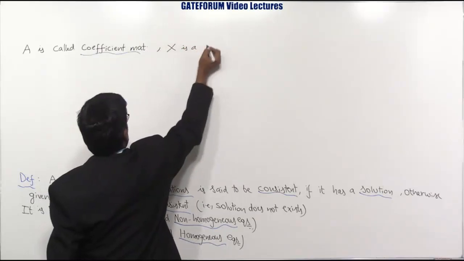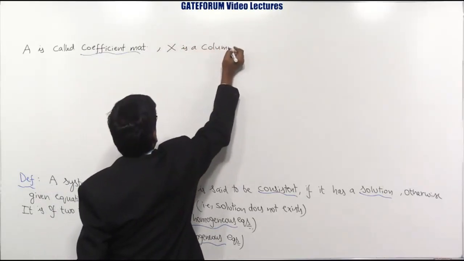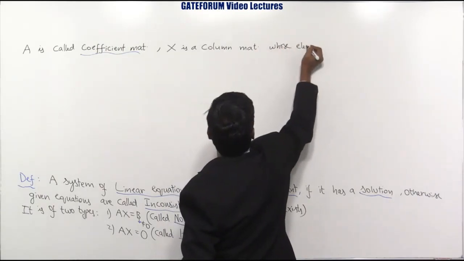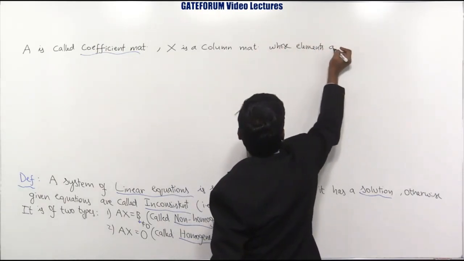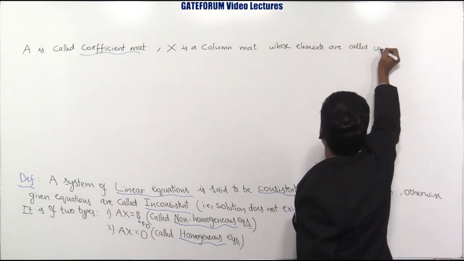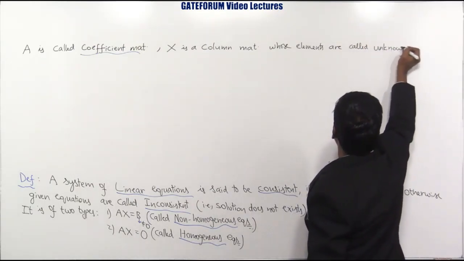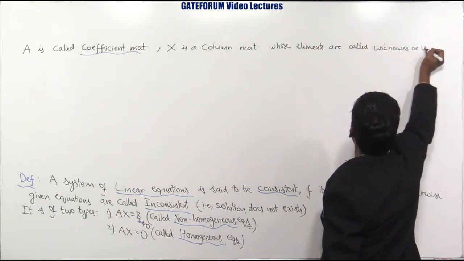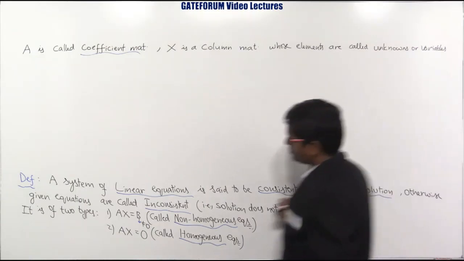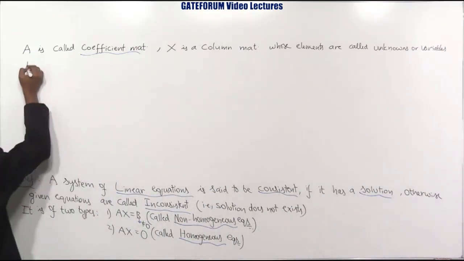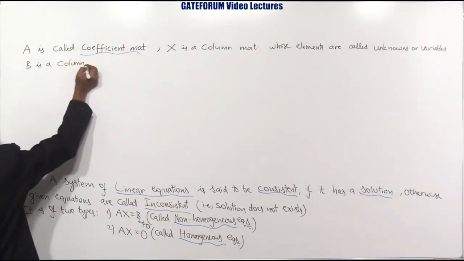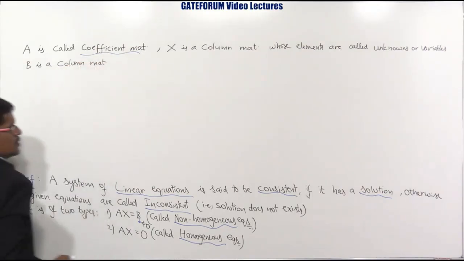X is a column matrix whose elements are called unknowns or variables. B is a non-zero column matrix. O is also a column matrix. Okay.